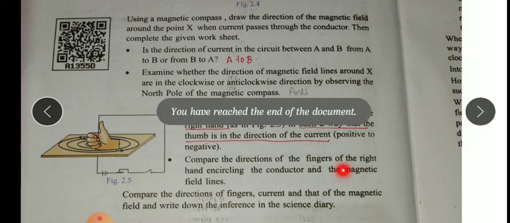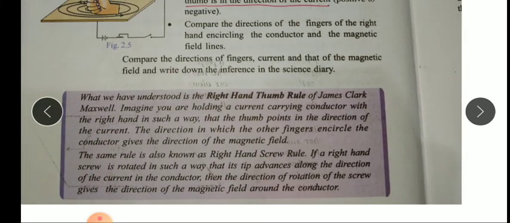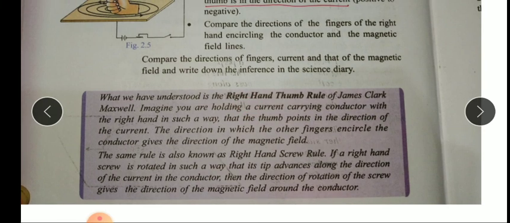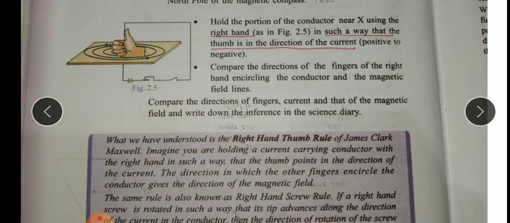Then what thumb rule is given? The right hand thumb rule of James Clerk Maxwell. Imagine you are holding a current carrying conductor with the right hand in such a way that the thumb points in the direction of current. The direction in which the other fingers encircle the conductor gives the direction of the magnetic field. So this is the right hand thumb rule. In the exam they will ask what is the right hand thumb rule, so you have to remember this. The thumb always points in the direction of current and the other fingers point in the direction of the magnetic field.